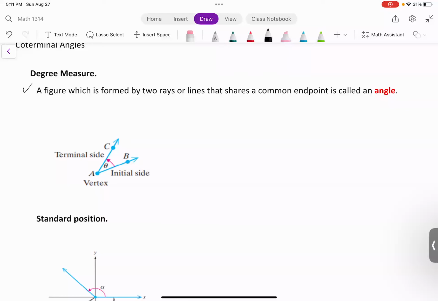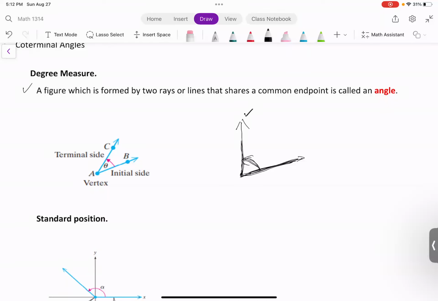We must have an endpoint, which we call the vertex, and starting from the endpoint we have a ray or a line. Then we have another ray, that's a straight line. Between them, we call this an angle. We always say one side is the initial side, and then we do the rotation to get another side. We call that the terminal side.